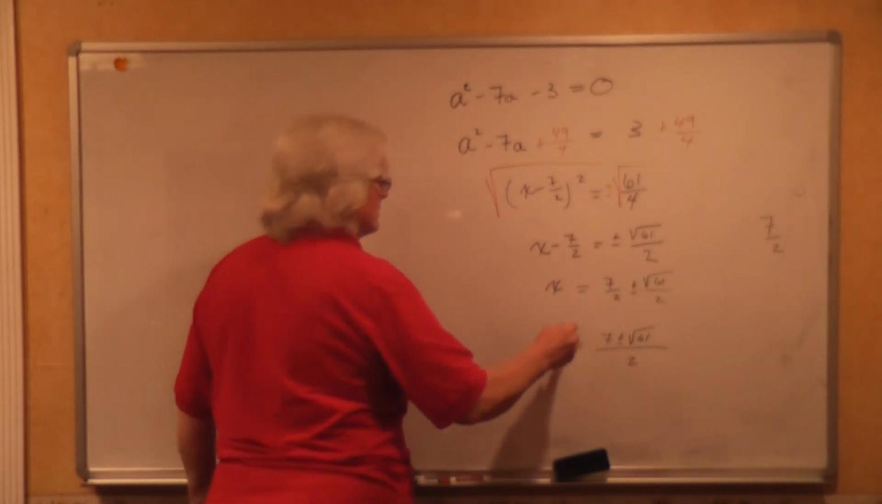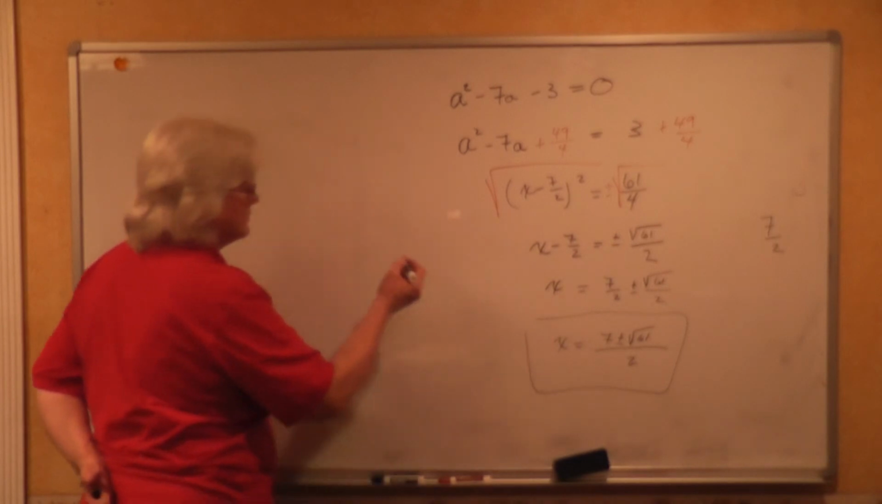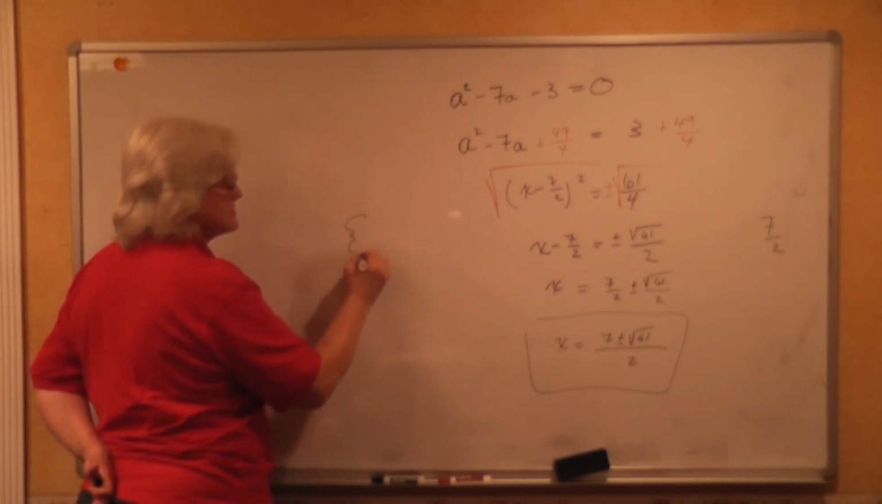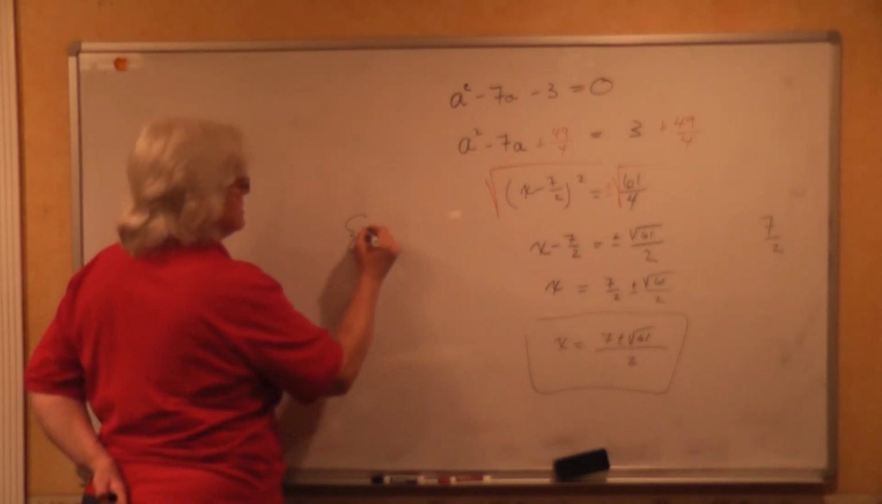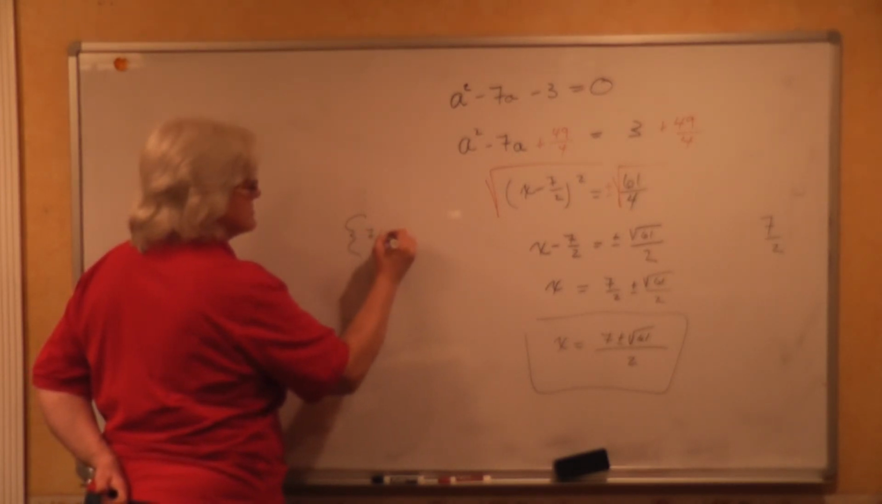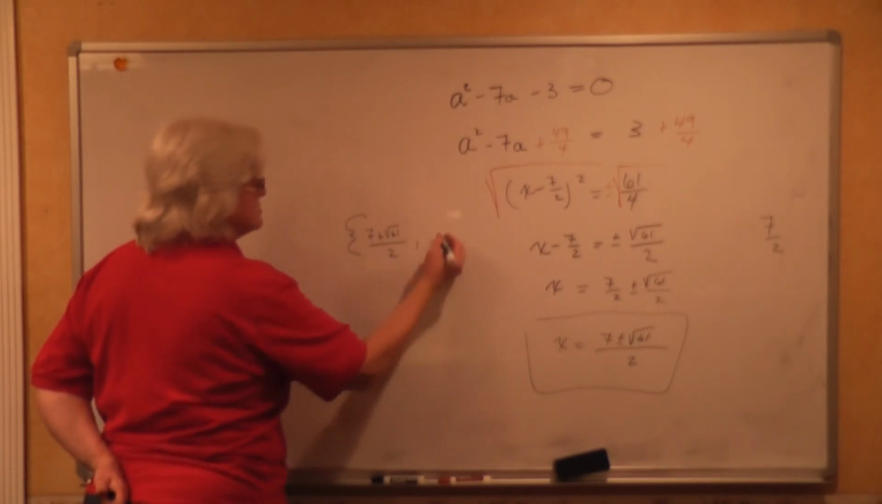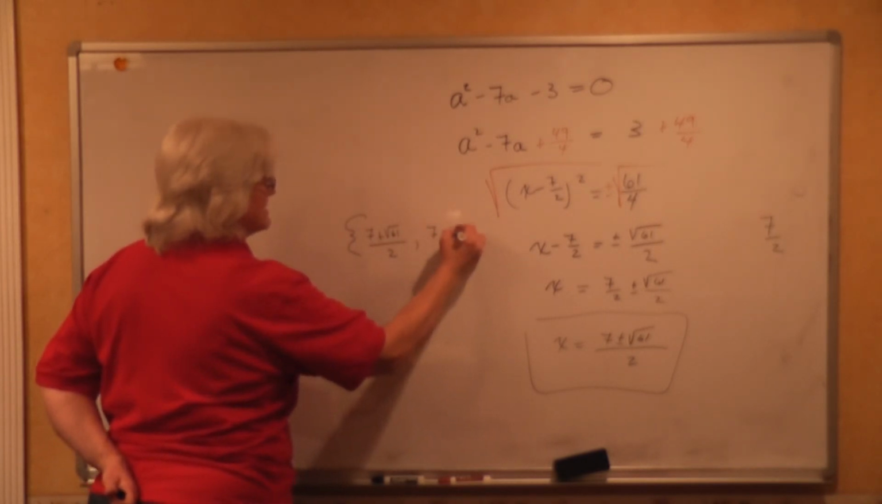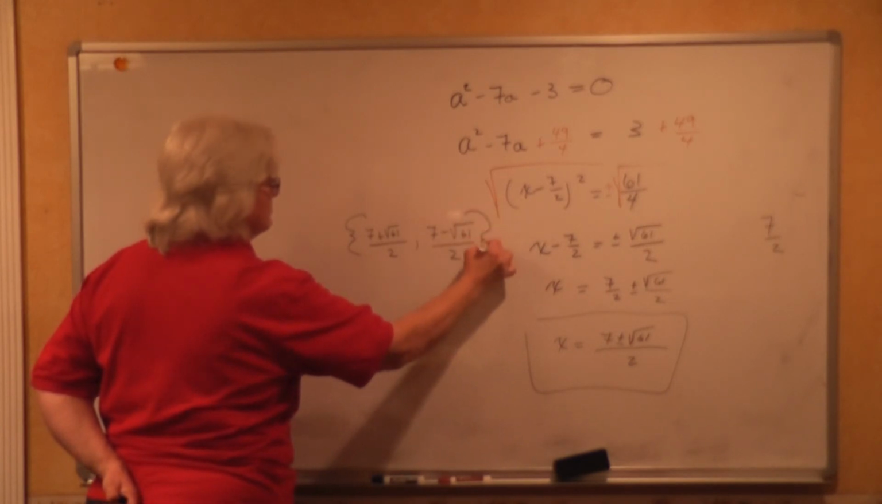This is exact and it's complete. A solution set uses set builder notation. It has the braces, and you have the two solutions for this. 7 plus the square root of 61 over 2 is one solution. 7 minus the square root of 61 over 2.